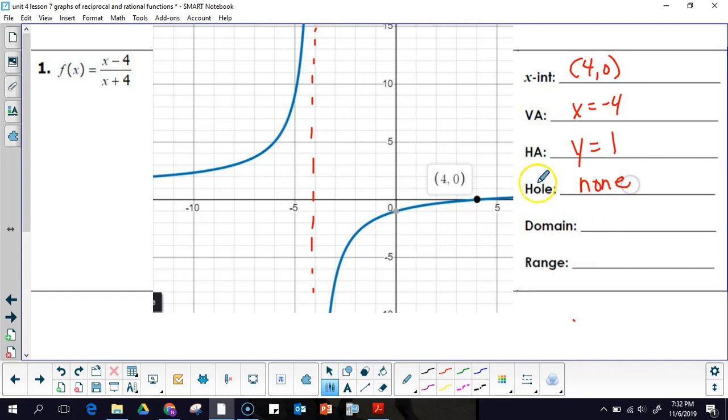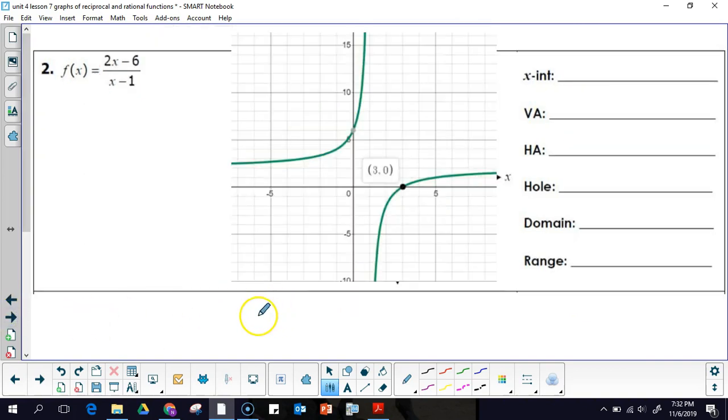What you're looking for, if you know there's a hole in the graph, is if the numerator and the denominator have a factor in common. The numerator only has one factor and the denominator only has one factor, and they're not the same. So that means there are no holes in this. The domain, use the vertical asymptote: x such that x does not equal -4. And the range, use the horizontal asymptote: y such that y does not equal 1. Okay, and that's all they're asking for on this one.